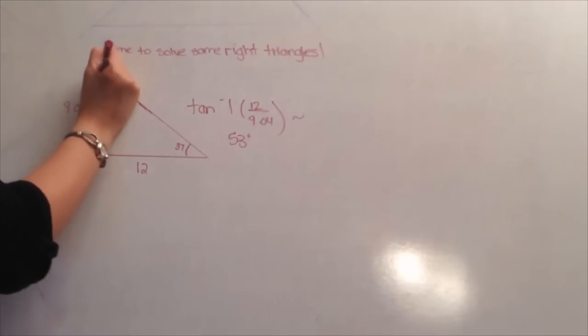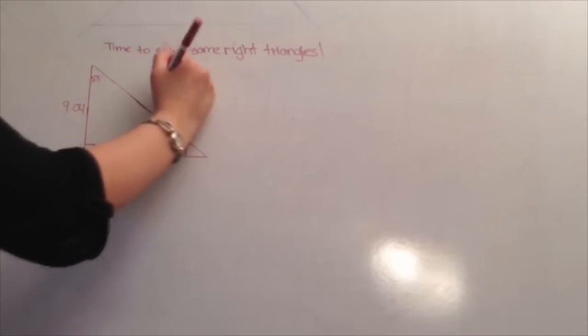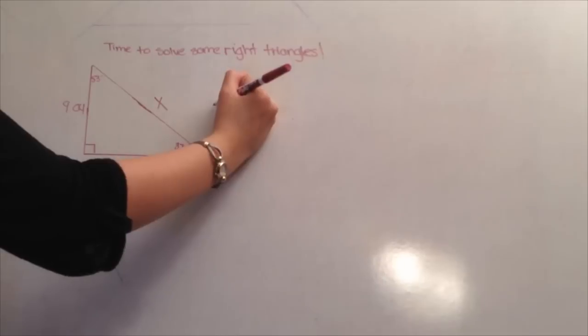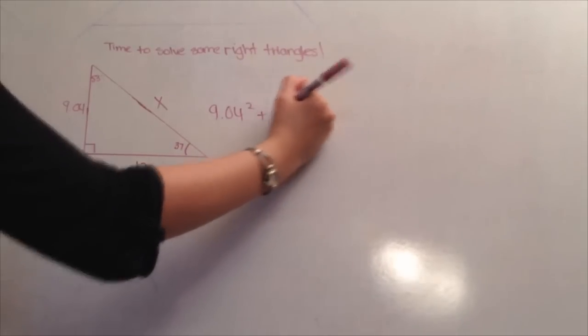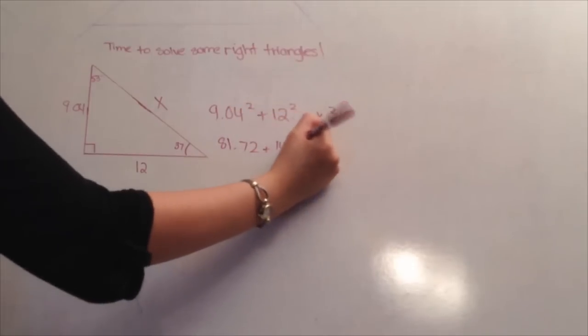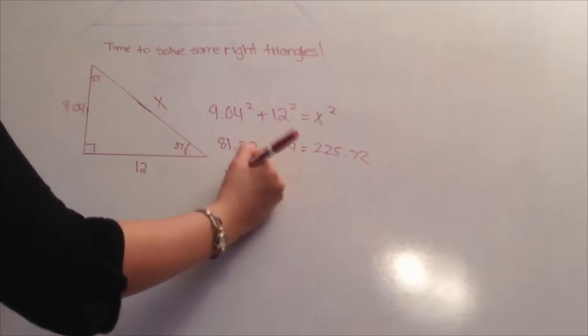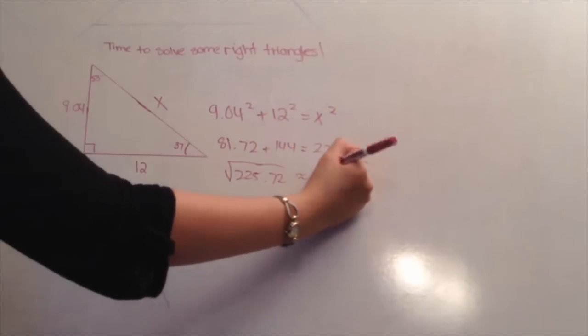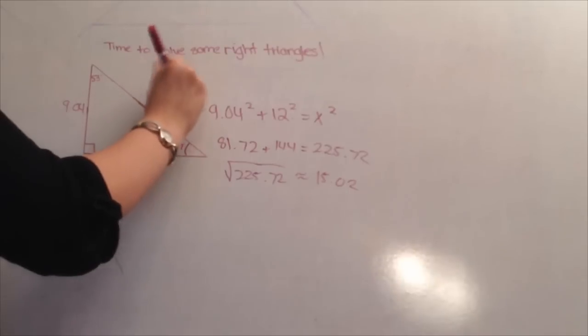Now to find the length of the hypotenuse, you're going to use Pythagorean theorem. So 9.04 squared plus 12 squared is equal to x squared. This comes out to be 81.72 plus 144 is equal to 225.72. Find the square root of this and you're going to get 15.02, which is the length of the hypotenuse.